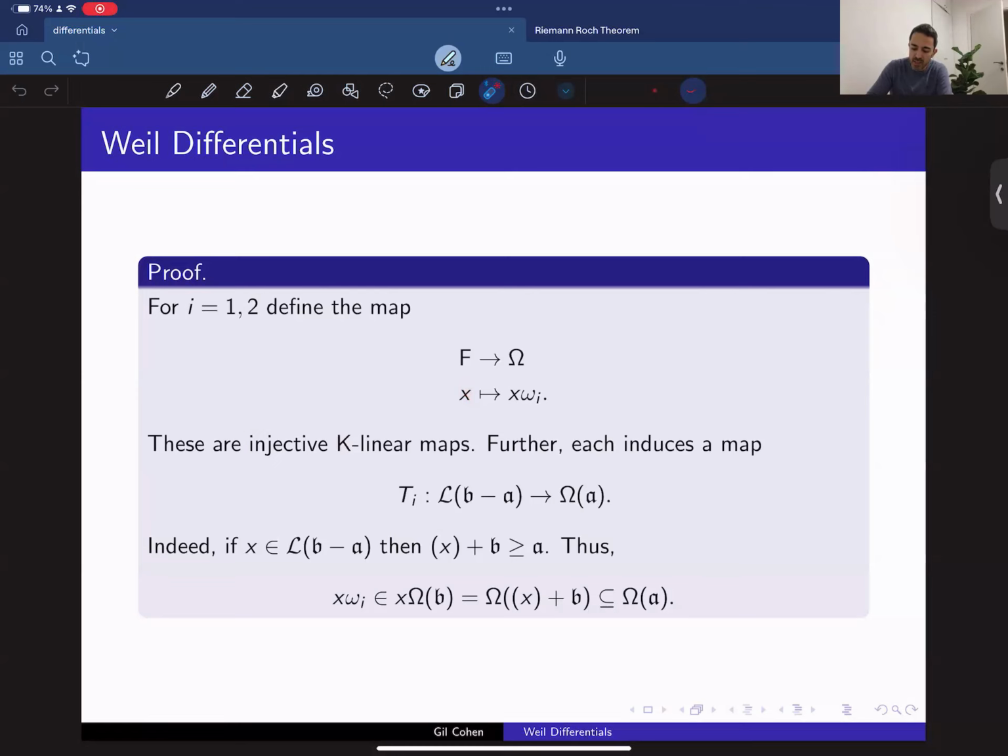And moreover, if you restrict this map to the Riemann-Roch space of B minus A for each of the i's, so each of these two maps you can restrict to this Riemann-Roch space, what I'm claiming is that you will end up in this range in omega of A. Namely, any function x that sits here, the differentials that you get, x times omega 1 and x times omega 2, will live in omega of A.